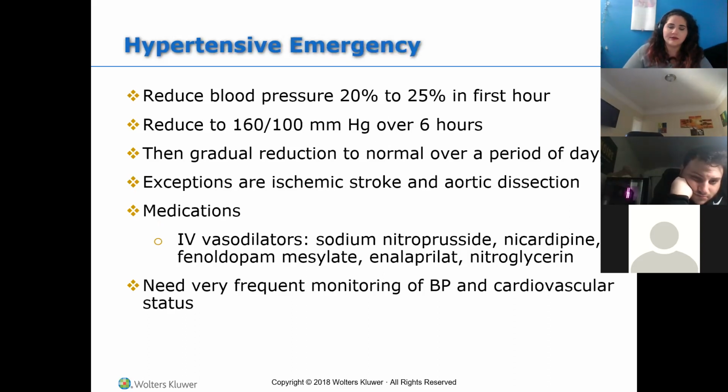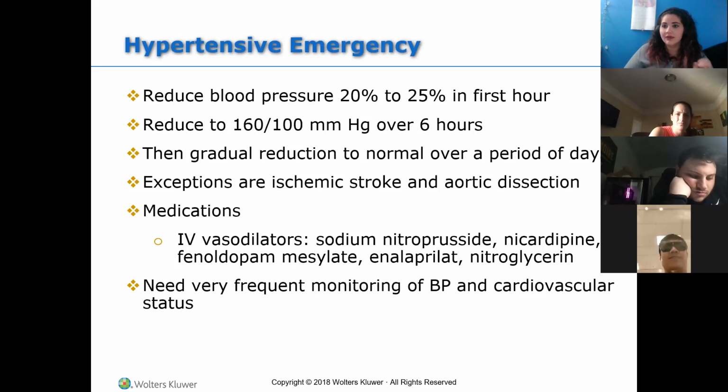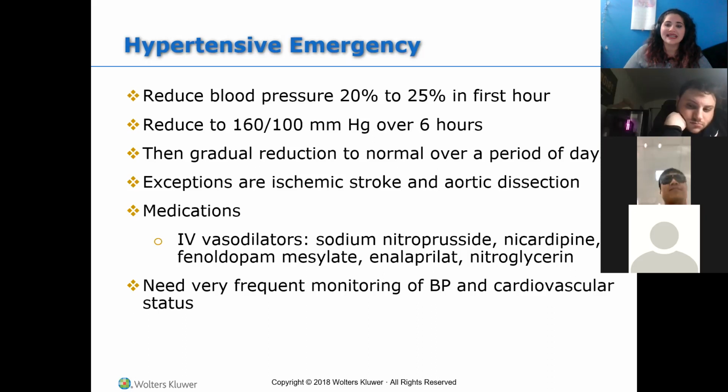Hypertensive emergency. We need to reduce the blood pressure 20 to 25% in the first hour. You cannot drop their blood pressure from however high it is to a low normal blood pressure because it's too drastic of a change. It's going to cause issues. So you reduce 20 to 25% in the first hour and then reduce to 160 over 100 over 6 hours and then gradually reduce to normal over a period of days.